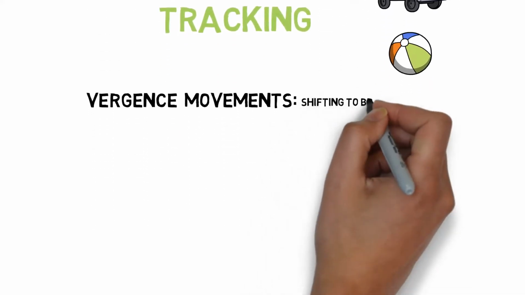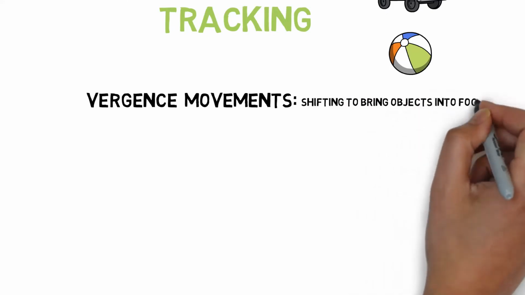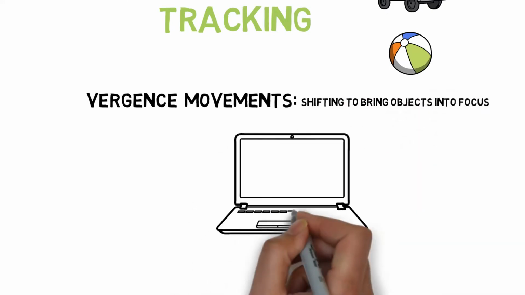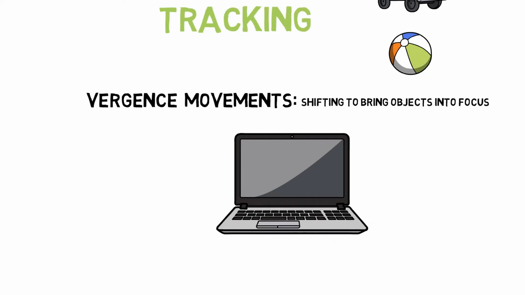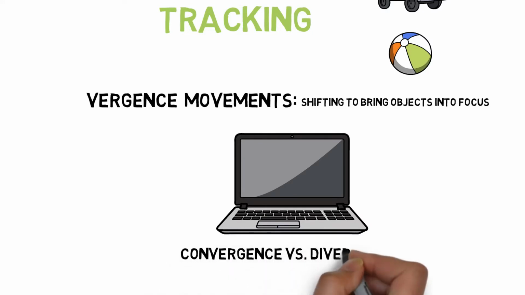Lastly, vergence movements have to do with shifting our gaze to bring objects into focus. Look at the edge of your computer screen. Now look at the wall that's slightly further away. When your eyes bring those objects at different depths into focus, you are utilizing convergence and divergence.